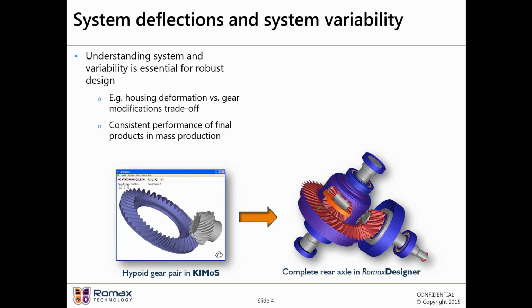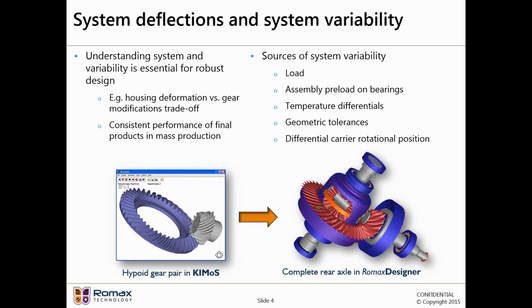Understanding the system and understanding the variability is essential for coming up with a robust design. So you could do trade-offs like looking at the housing deformation, whether the housing needs to be stiffer versus whether you can cope with the deflections with gear modifications. And of course, we'll want consistent performance of final products in mass production, for instance, from the point of view of gear whine.